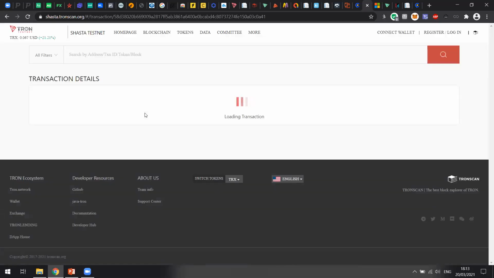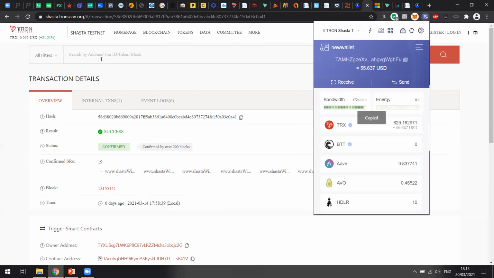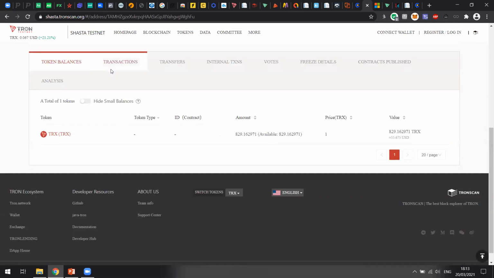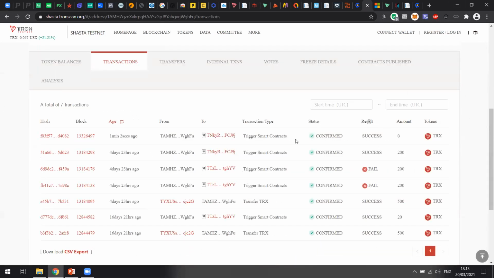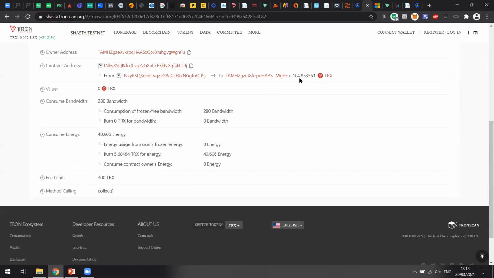But where is the Tron? Yes, Shasta. Let me check the transaction itself so we will understand. Let's copy it, paste it, account. Okay, this is the one I believe that happened from 1 minute back. And let's see, 104. Yippee. So 5 trons burned. I don't know if this is the real case or not. I have to ask them as well. This is the function collect. Fee limit is 300. And here I paid 5 trons for this withdrawal.